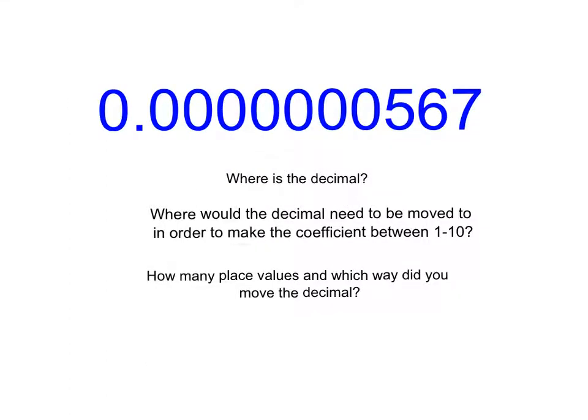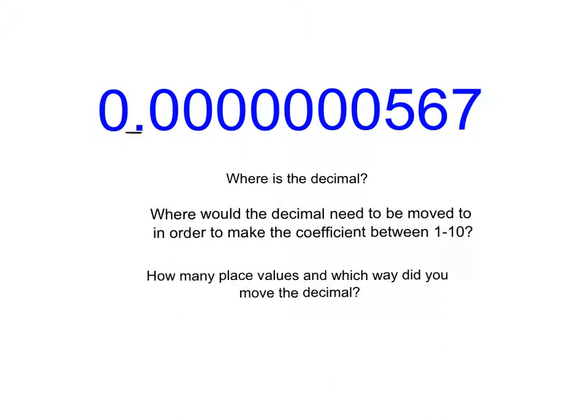Here's another example, 0.0000000567. Same process, same three questions. First off, where's the decimal? Well, you don't get to assume it this time around because we give you a number with a decimal. It's right there. So there's the decimal.